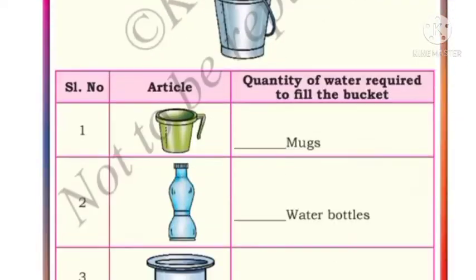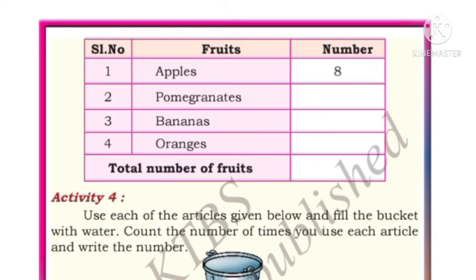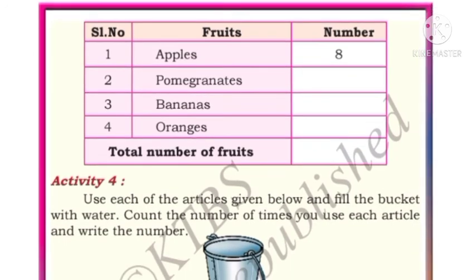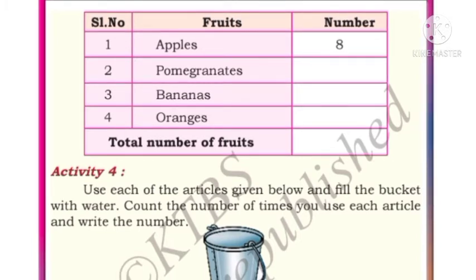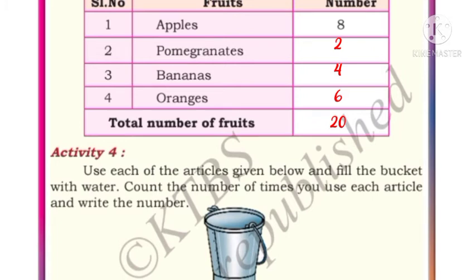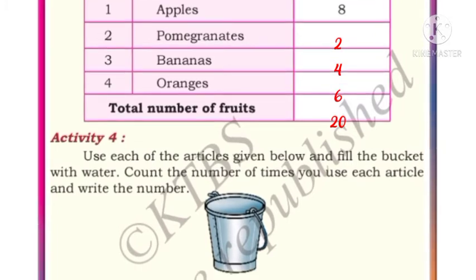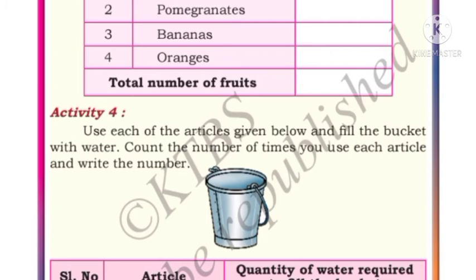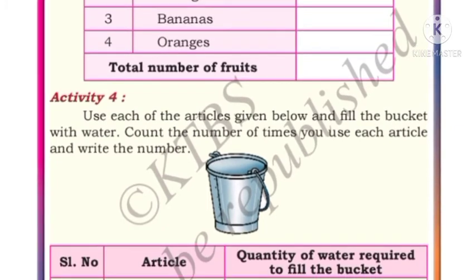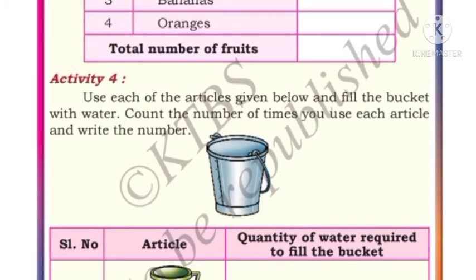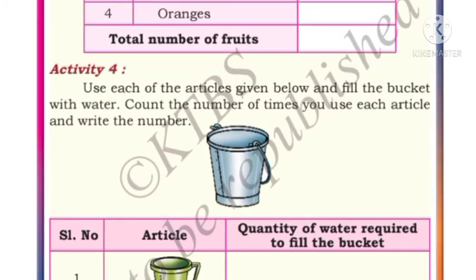Okay. Now here you have to fill these blanks. First apples. 8 apples are there. Pomegranate, 2 pomegranates were there, bananas, 4 bananas were there, and oranges, 6 oranges were there. So children, if we count all the fruits, how much will be the number? 8 plus 2 is 10, 10 plus 4 is 14, 14 plus 6 is 20, right? Yes, so the total number of fruits will be 20.